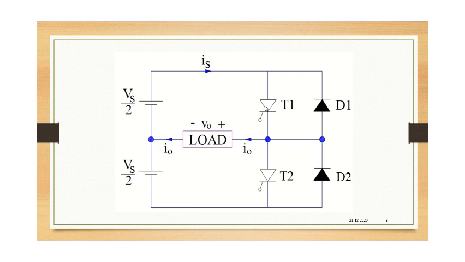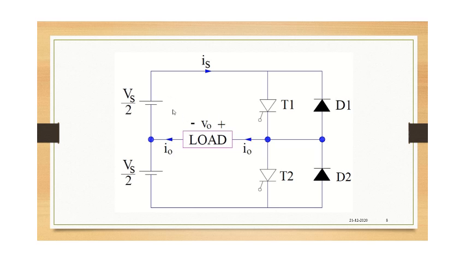So the first half of the input is connected to the switch T1 and the second half of the input is connected to the second switch. Okay, so when T1 is conducting, as I mentioned, between the time duration 0 to T by 2, the current will be flowing in this circuit, right? In this circuit where T2 is off. So the input what you have applied here will be appearing at the load, right? So at the load you will have positive Vs by 2.